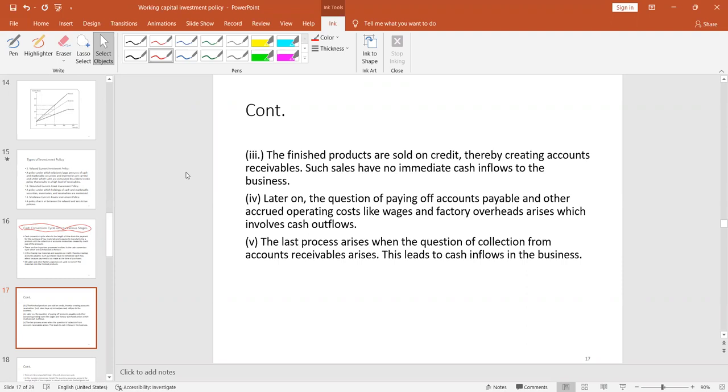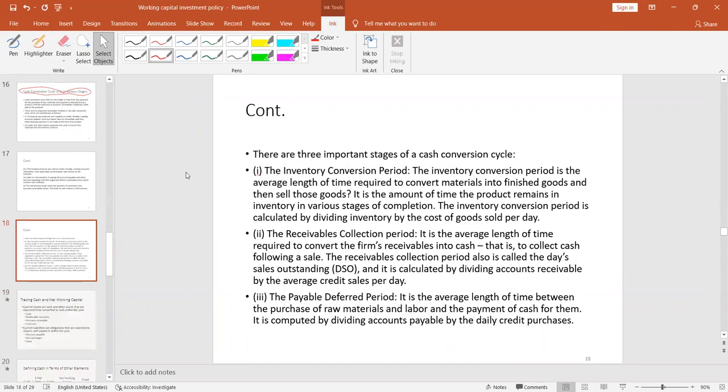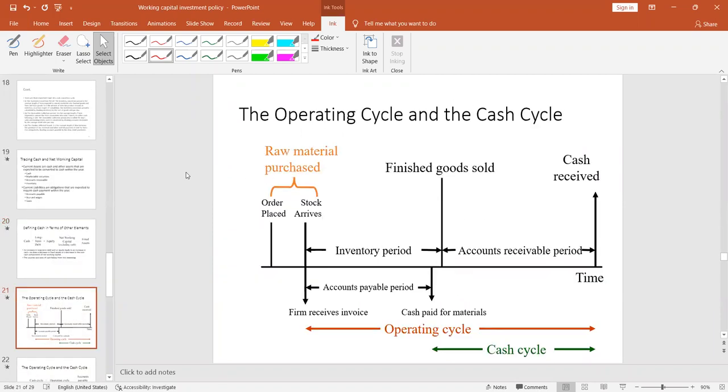Number five, the last process arises when the question of collection from accounts receivable arises. This leads to cash inflows in the business. Now we can check this through this way. You see that? This is your cash cycle. How does it work? What I have already mentioned, the raw material purchase. You need some time. If you place an order now, you will not get the raw materials now. So you need some days, order placed, and stock arrives.